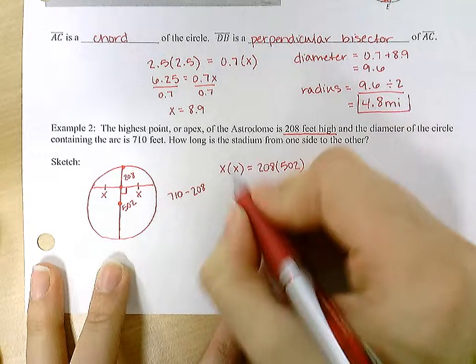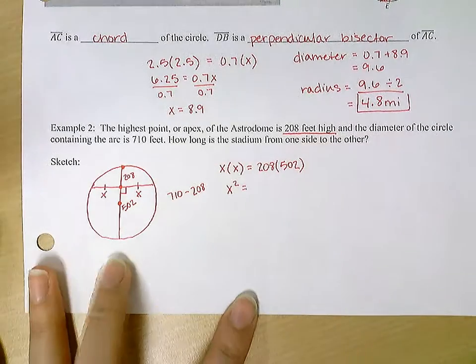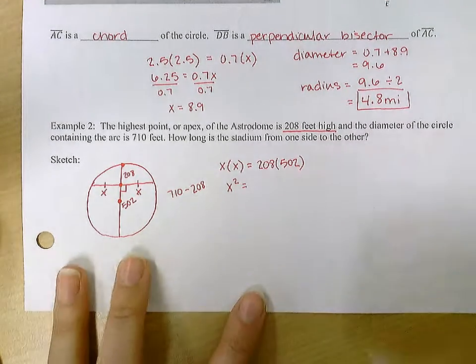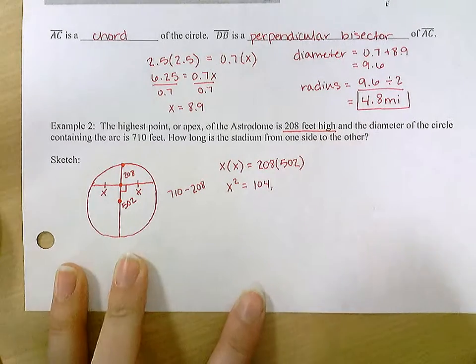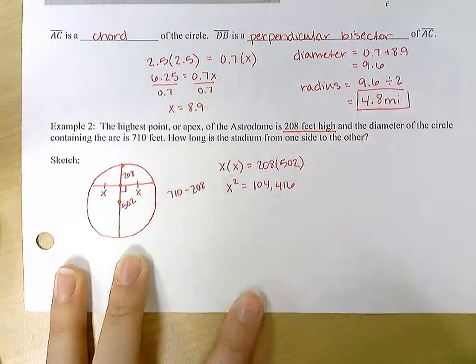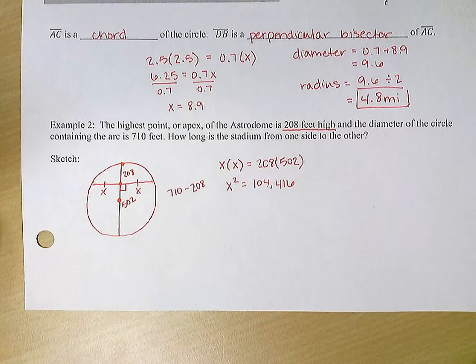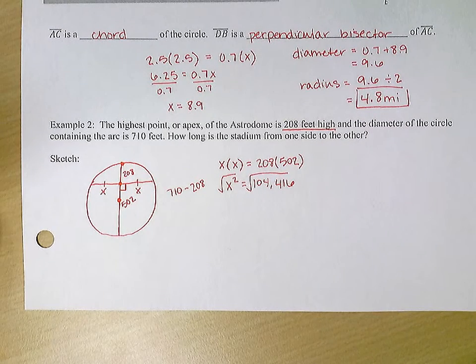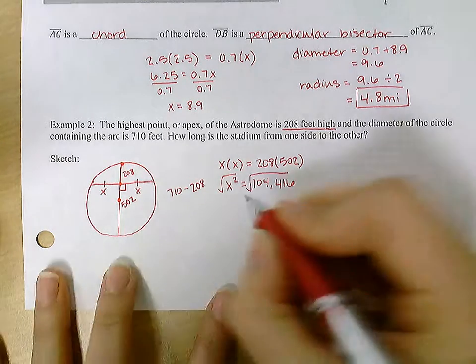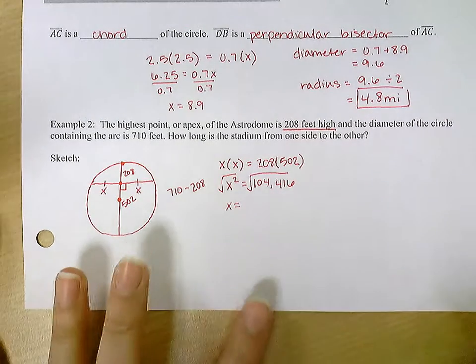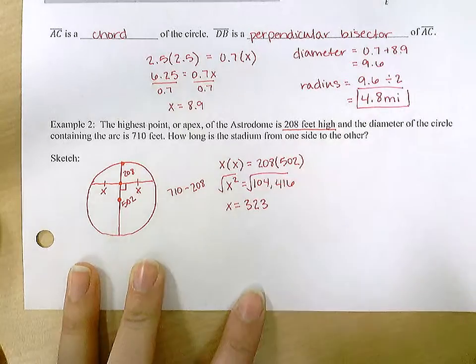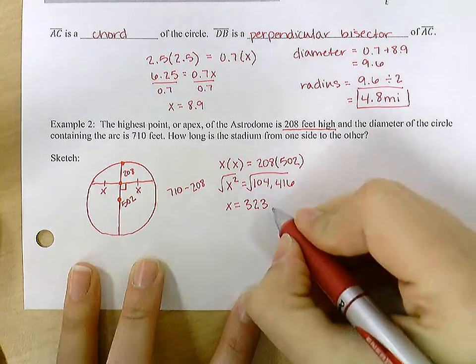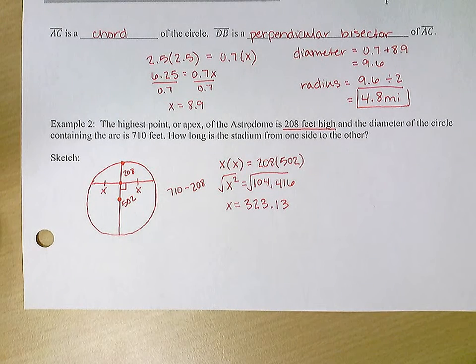So again, if I have X times X, that is X squared. Okay, that will be equal to 104,416. Then take the square root of both sides. And again, you end up with a plus and minus, but you don't need that negative value because we're talking about the length of a segment. Okay, so our X value will be positive, and it's 323.13 feet. So that's just half of that section, right?